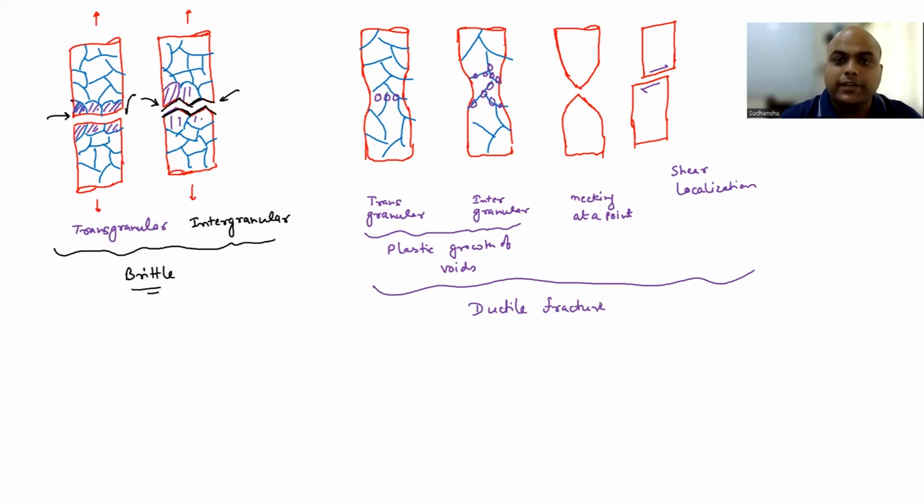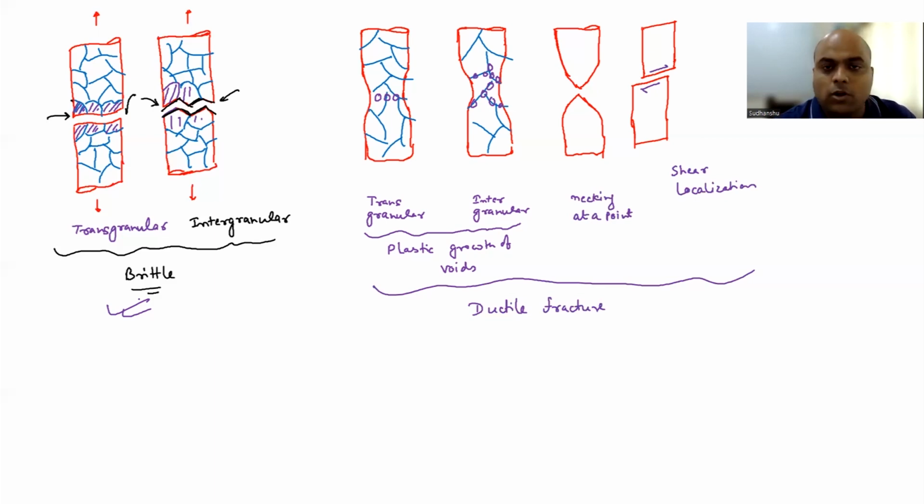Okay. So again, remember in the first case, in the brittle one, you're not seeing necking. So very less plastic deformation. But you have both transgranular and intergranular. In the second case, it's all ductile. You see necking, whether it is pure metal or commercial alloys. Okay. And the last one is shear localization, where the localization is occurring along the slip. So all these are ductile failure.